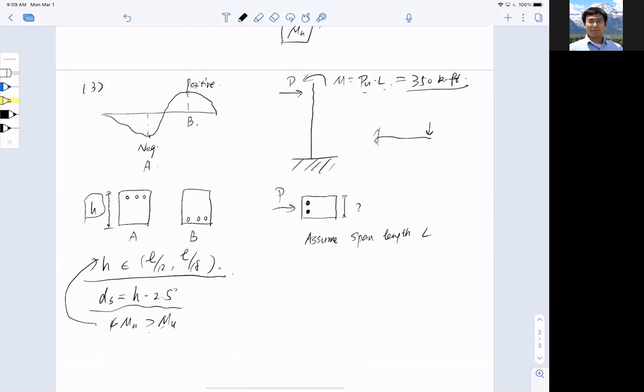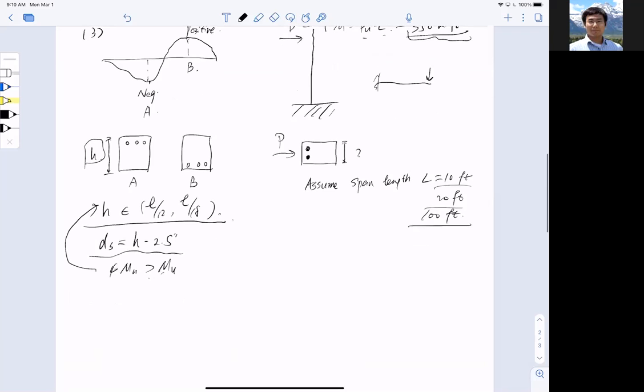Now, what kind of number do you want to assume? Judging by this, I can say 12, I can say 10 feet, I can say 20 feet, I can even say 100 feet, right? It doesn't really matter. Why is that? Because there are two criteria we talked about in lecture. One is that h has to be between L over 12 and L over 18. And the other, don't forget, usually h is bigger than b, the width, right?